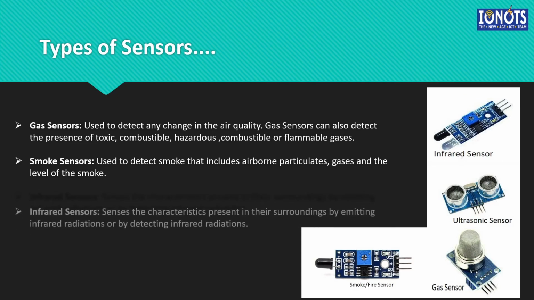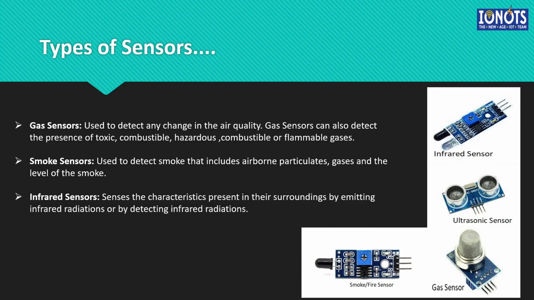The sixth category of sensors are infrared sensors. An infrared sensor senses the characteristics present in its surroundings by either emitting infrared radiation or by detecting infrared radiation. Infrared sensors can also measure any heat emitted by an object. Infrared sensors have a variety of uses in IoT projects. They can easily monitor blood flow and blood pressure. Infrared sensors are also used in television remotes.